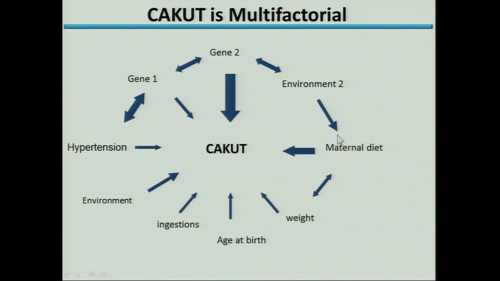Among the different components of CAKUT, one of them can be abnormalities in the maternal diet. A low protein maternal diet has been known to be associated with low nephron number, which can be associated with renal hypoplasia and dysplasia. Age at birth: patients that are born prematurely can often present with renal dysplasia. Different ingestions, such as cocaine and alcohol, can also cause renal hypoplasia and dysplasia in the fetus. And maternal ingestion of common drugs such as NSAIDs, ACE inhibitors, anti-epileptics, aminoglycosides, and also some immunosuppressive medicines such as mycophenolate mofetil or CellCept, and calcineurin inhibitors have been associated with a low nephron number in the fetus.